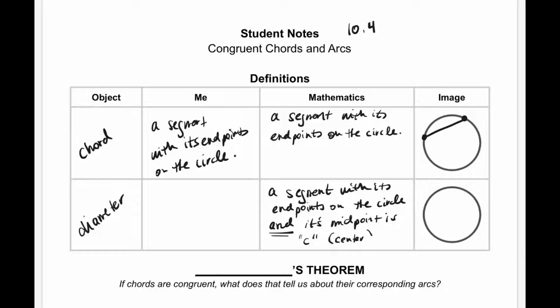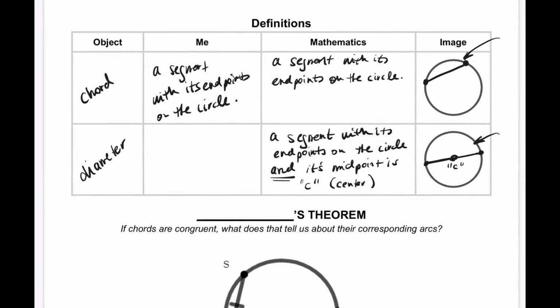So if I come over here and I draw the center C into this circle, the diameter is the segment that has its ends on the circle and passes through the center. This guy isn't a diameter. This guy here isn't a diameter. This guy is a chord. The diameter is a chord by definition. It's a segment with its endpoints on the circle, right? So the diameter is a chord.